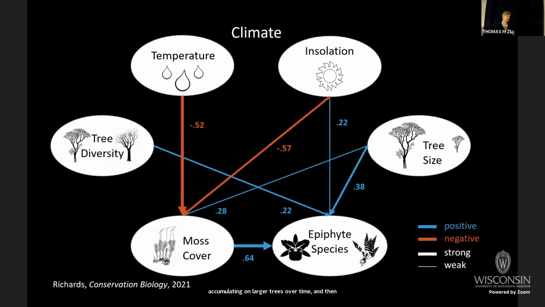And then I looked at climate variables. I used temperature and insolation, which is the amount of sunlight the site is getting. And I found that both of those had very weak or non-existent relationships with the epiphyte species richness, but they had strong relationships with the moss cover. So the moss cover is actually mediating the climate effects in this system.